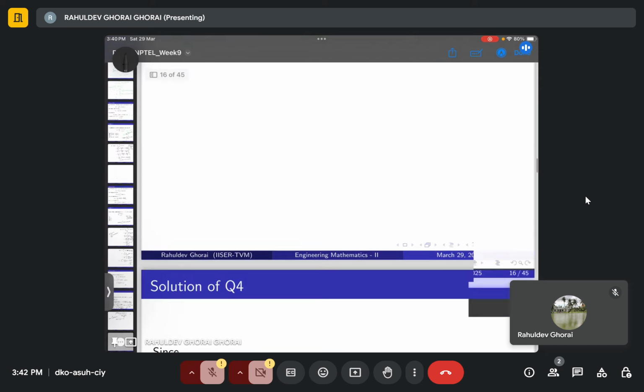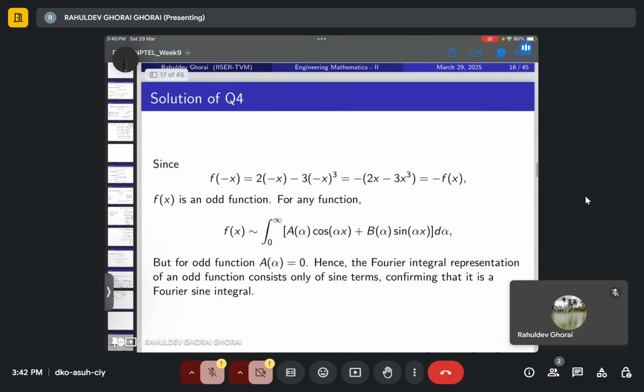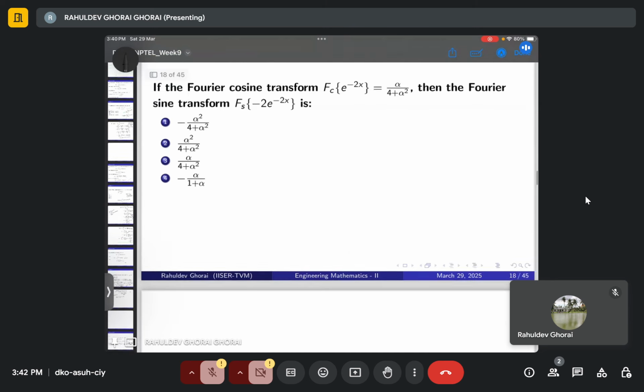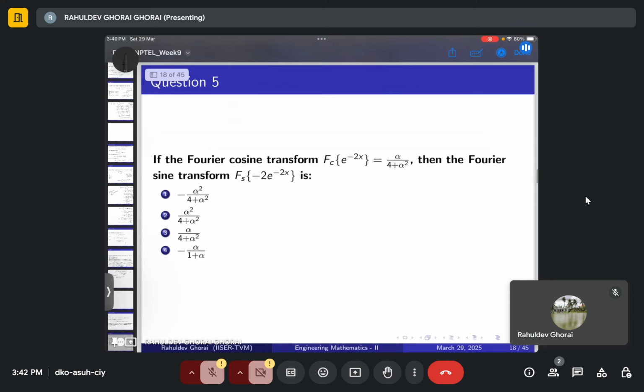Okay, so knowing this, this is the solution, and then we'll move to the fifth question. The Fourier cosine transformation is this; what will the Fourier sine transformation be? So you need to know what the Fourier cosine transformation and sine transformation are, right?